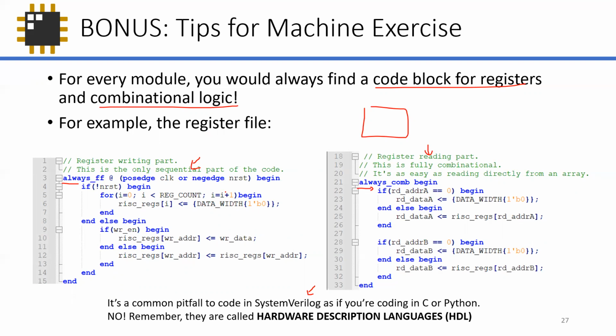And although it's not really necessary, it's like an unspoken rule or a convention. You see, the reason is that it's a common pitfall to code System Verilog as if you're coding in C or Python, because that's how we were told to do programs, very sequential, right? But remember, System Verilog or Verilog are hardware description languages. Our goal is to design by describing hardware. Okay, we are describing our art, our design. That's why you have these things.